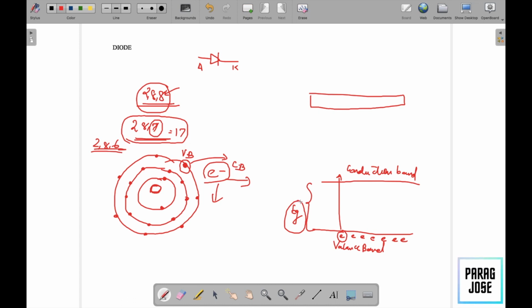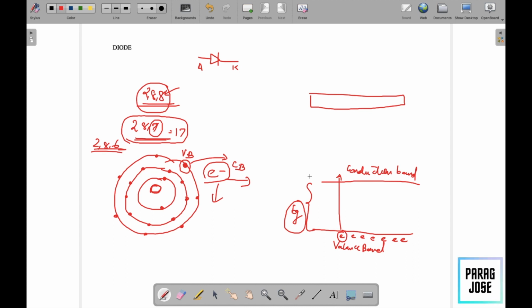So this is known as the energy gap. Based on the width or the height of the energy gap, the materials are classified. If this energy gap is very high, like in this case where I have to remove the electron from a 2-8-7 atom so that it is removed from the valence band to the conduction band, then the energy gap would be very high.